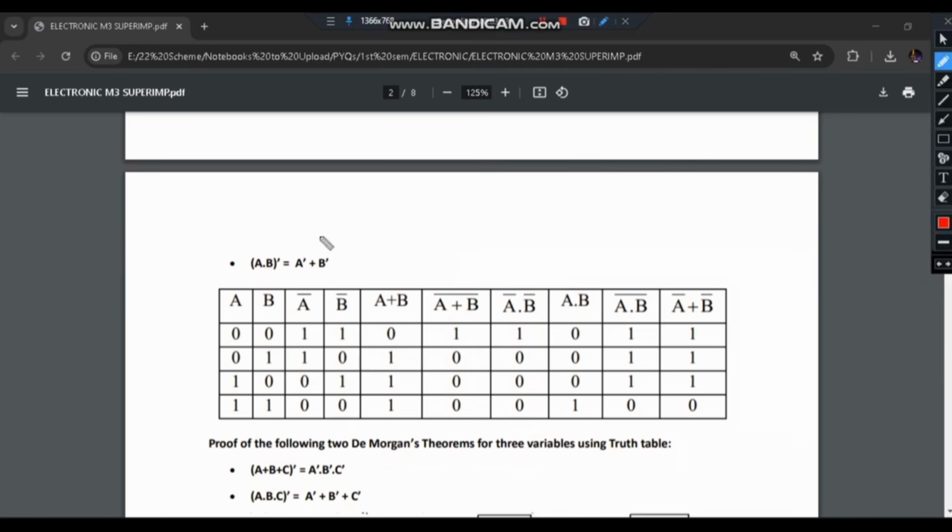Second thing is here, a dot b whole bar. Where is a and b whole bar? This one should be equivalent to a bar plus b bar. As you can see, again these both are same. You can calculate it and see.